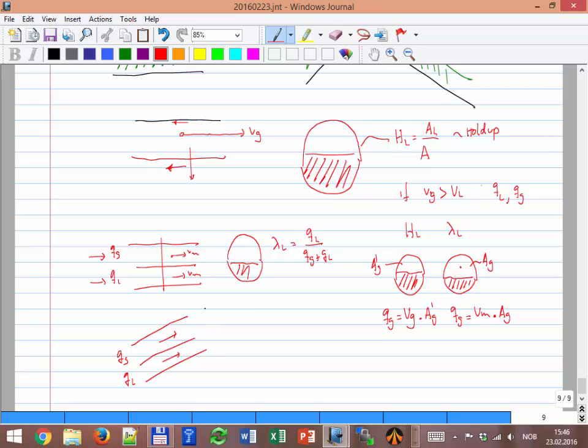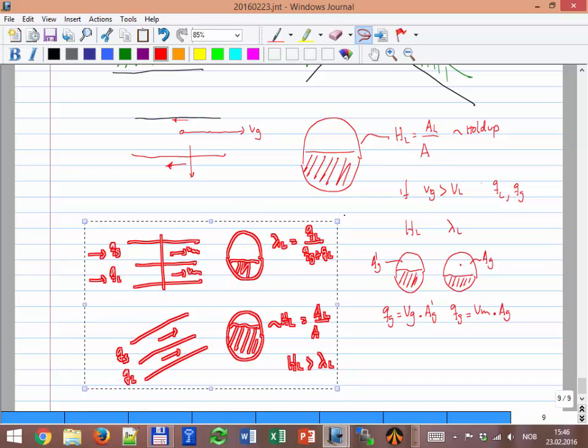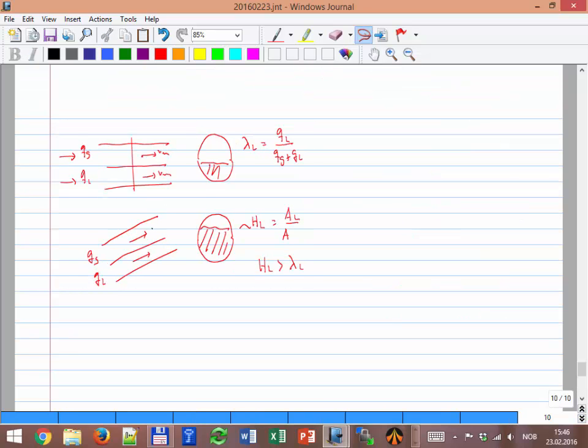And in this case, the gas is going to flow quicker than the liquid. In consequence, the area is going to be smaller. So in that case, you will have this situation, where the holdup of the liquid is the area of the liquid divided by the area of the cross section of the pipe. And it will be greater than lambda of the liquid. Now, if you have another case, let me just pull all of that below. In this case, the velocity of the gas is greater than the velocity of the liquid.